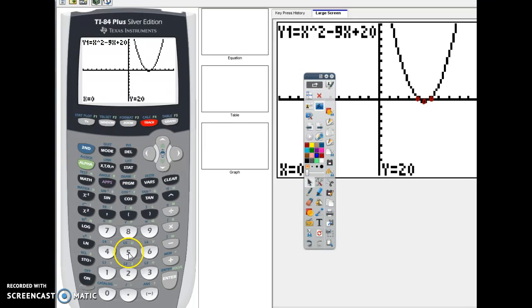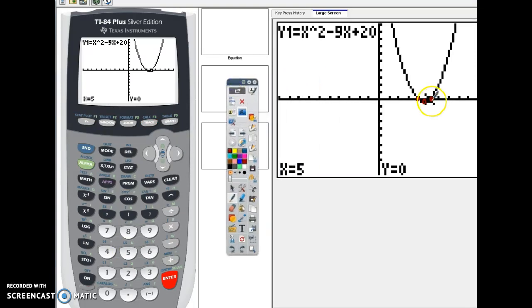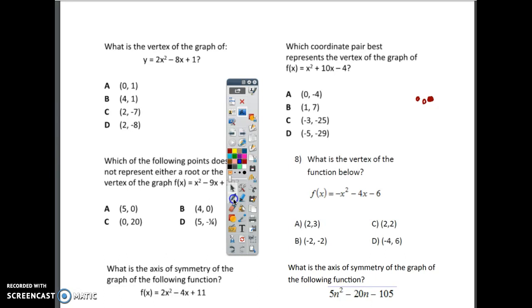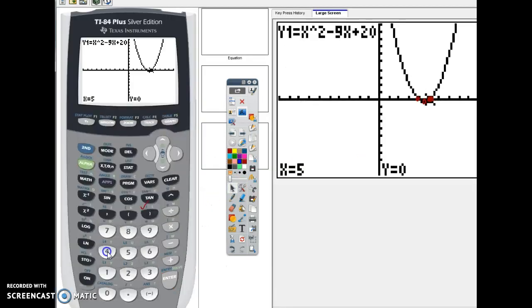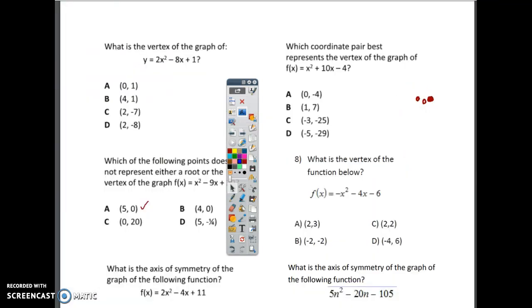I see 5, 0, so 5 enter. Yes, 5, 0 is one of the roots. So 5, 0 is a root, check. Let's check 4, 0. So press 4, enter. And 4, 0 is the other root. So let's check that one off.